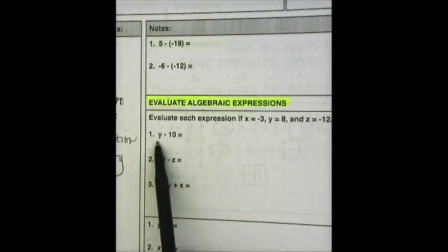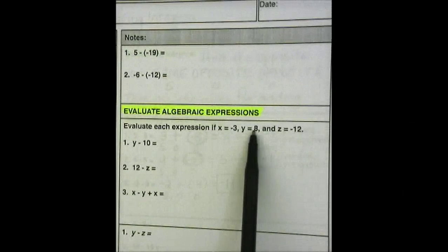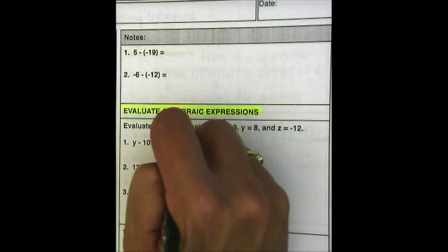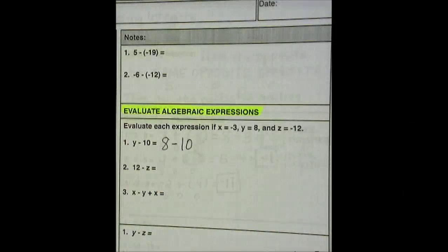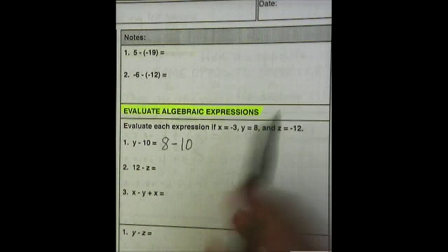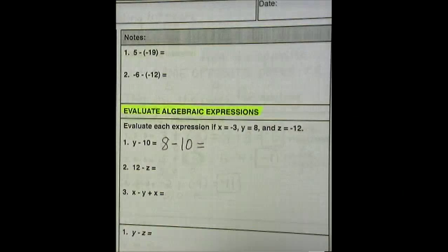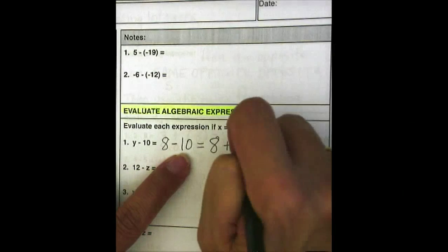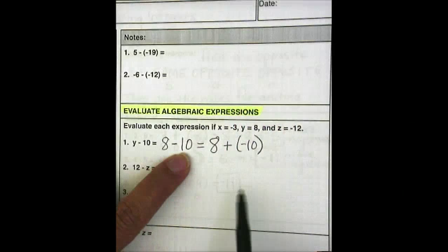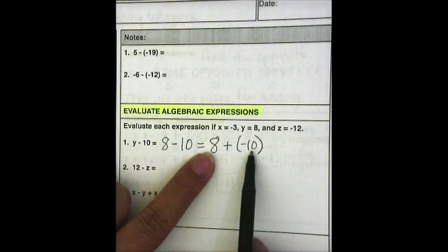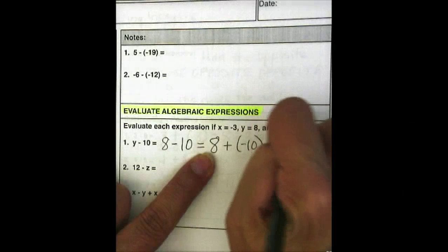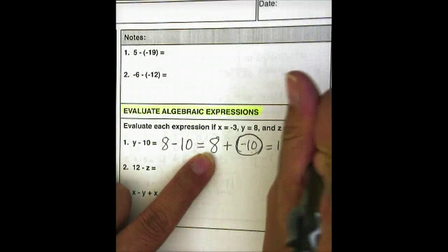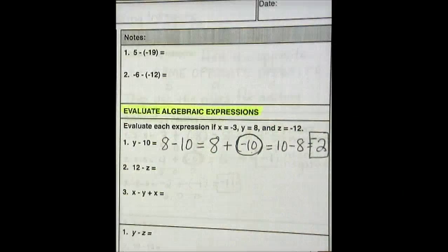So here, number 1 says y minus 10. Up here it says that y is 8, so we're going to put 8 in for y, or substitute 8 for y, 8 minus 10. Now I have a subtraction problem, so I'm going to use same, opposite, opposite. The 8 stays the same, subtraction to addition, the 10 changes to a negative. Now I'm adding different signs. When I add different signs, I subtract, so 10 minus 8 is 2. But I have more negatives, so my answer is going to be negative 2.